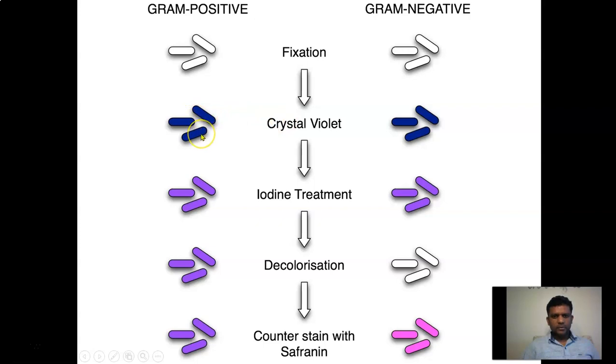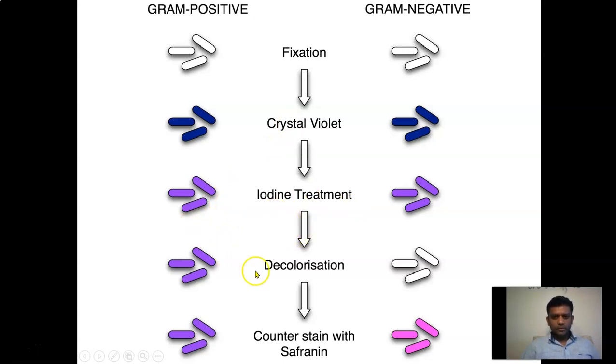The next step is you add a blue dye called crystal violet, which then stains all the cells blue. Now the next step is to add iodine. Iodine is referred to as a mordant. The purpose of iodine in gram staining is to attach to crystal violet. So it forms a complex with crystal violet and makes the crystal violet insoluble by water. In other words, it helps the cells retain the crystal violet.